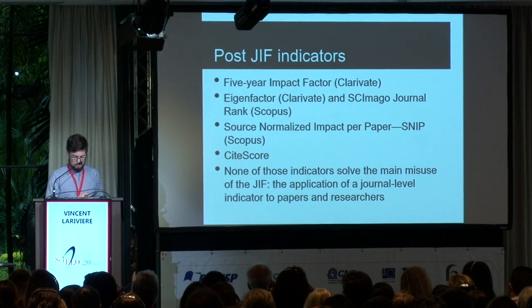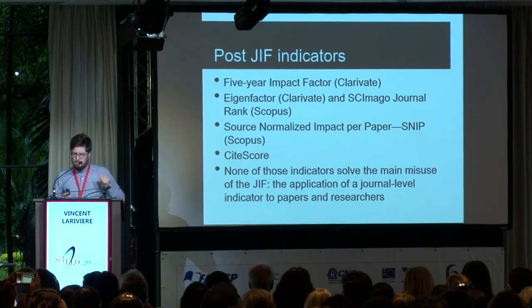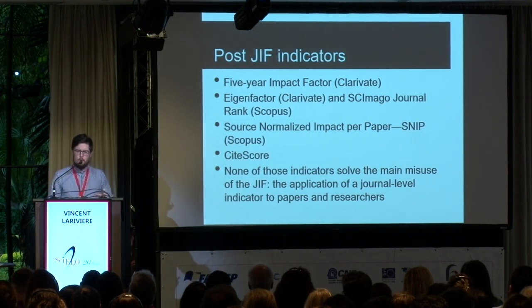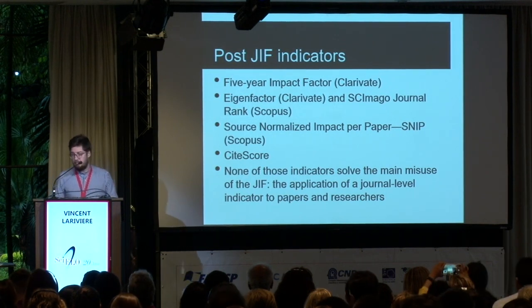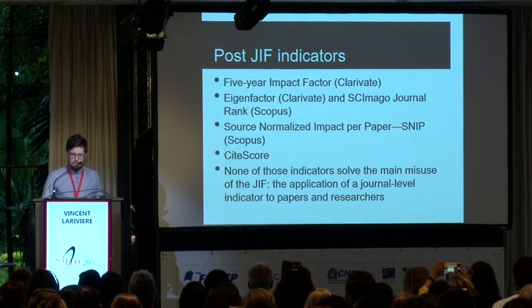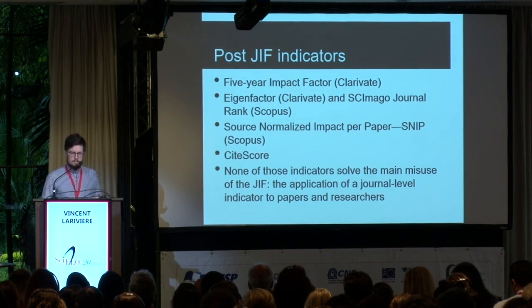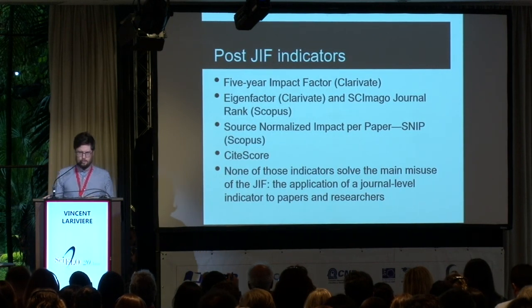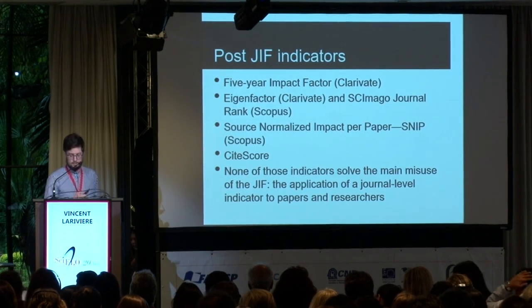So, of course, as I've mentioned, there are quite a lot of technical issues with the impact factor, and there are several indicators that have been created to correct those technical issues: the 5-year impact factor, the Eigenfactor, SNIP, CiteScore, etc. But the key thing there is that most of the misuse of the journal impact factor is not related to its technicality. It's related to applying a journal-level indicator to papers and researchers. And there's no level of sophistication that's going to solve this misuse.